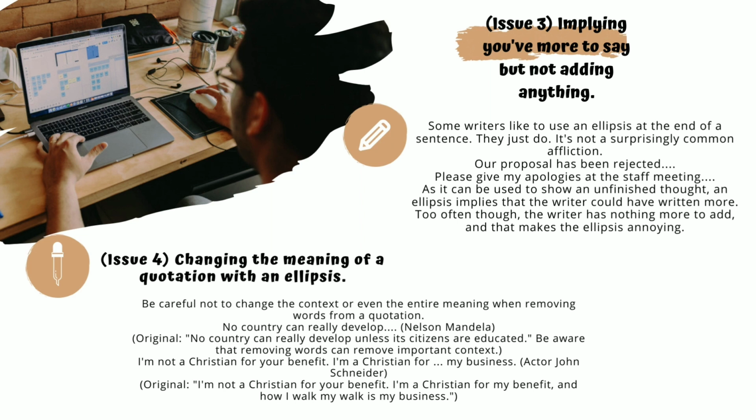Issue number 4: changing the meaning of a quotation with an ellipsis. Be careful not to change the context or even the entire meaning when removing words from a quotation. No country can really develop ... by Nelson Mandela. Original: no country can really develop unless its citizens are educated. Be aware that removing words can remove important context.